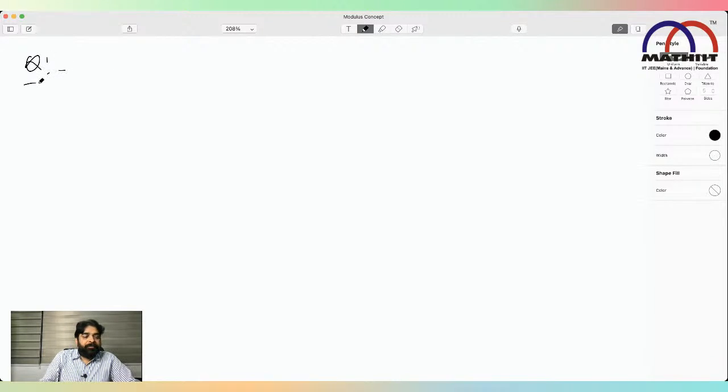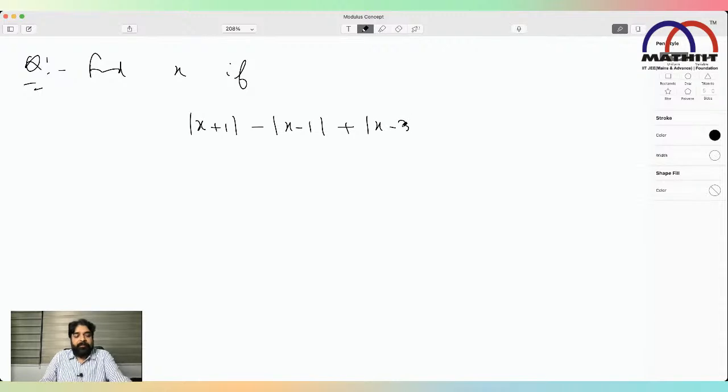Look at the question. Find x if mod of x plus 1 minus mod of x minus 1 plus mod of x minus 3 is less than or equal to anything, let's say 5. It does not matter how many mods or how many situations. If you want, you can solve the question easily. There's no problem.